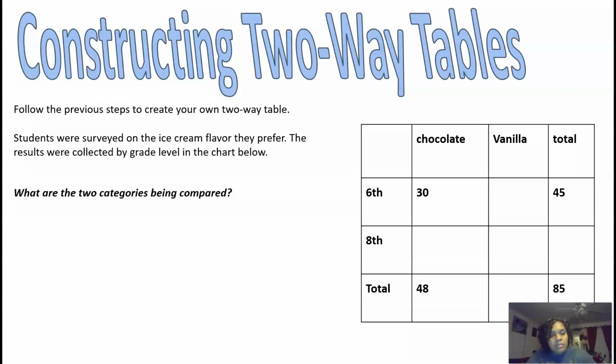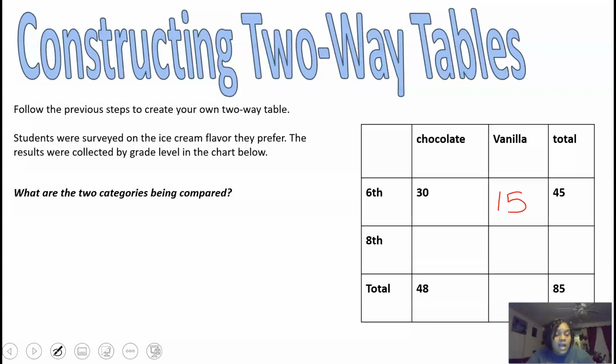So if 30 of the 45 like chocolate, then I know by doing simple math, 45 minus 30 gives me 15. There's at least 15 of them that like vanilla. Okay. Now, they don't have anything filled in for eighth grade. However, we can get the eighth grade information because we're going to start with the totals, because we know it's an 85 people count.